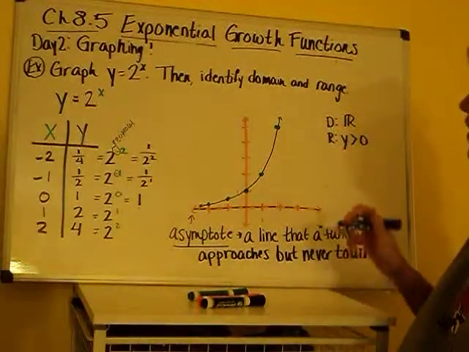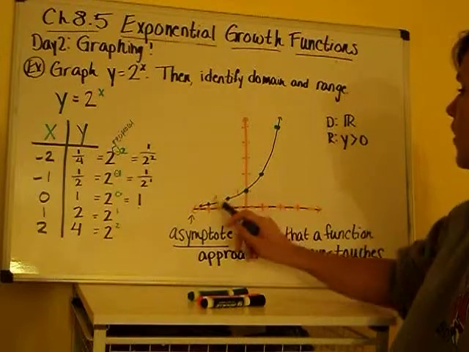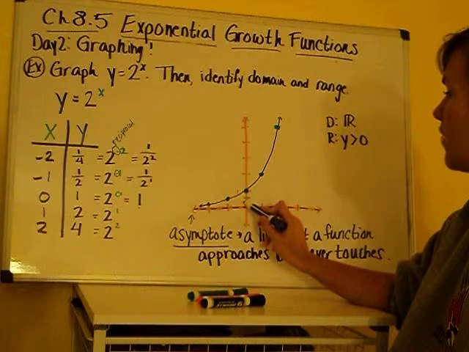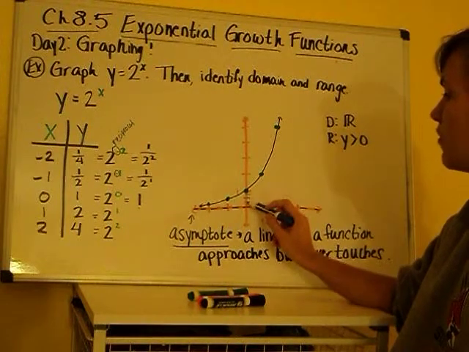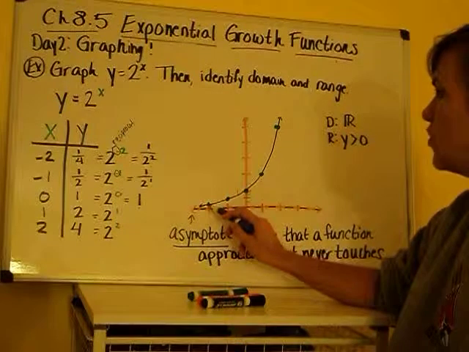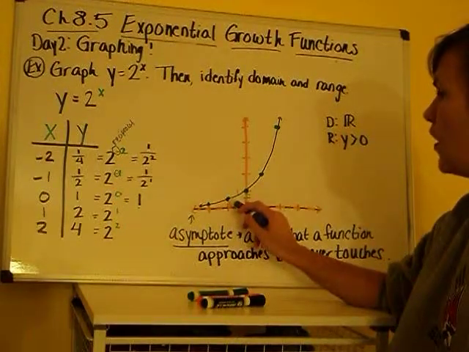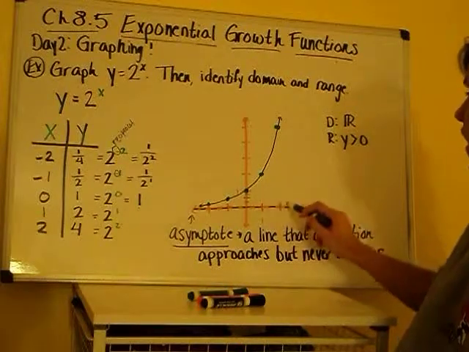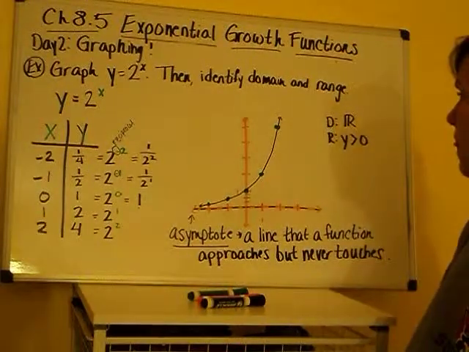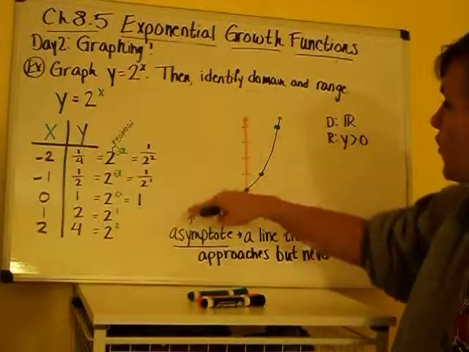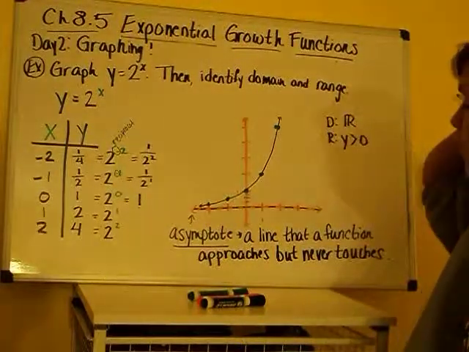Okay, come on over here to graph. We have -2, 1/4. You see right here, 1/2, 1/4. Okay, these are labeled by 1s. So we're at -2, 1/4, -1, 1/2, 0, 1, 1, 2, and 2, 4. Okay, then we're going to draw this curve, and as you see going from left to right, we are getting bigger, so this is growth.